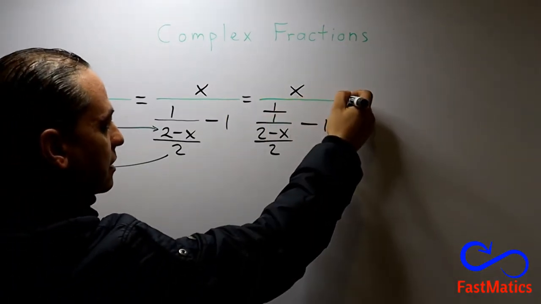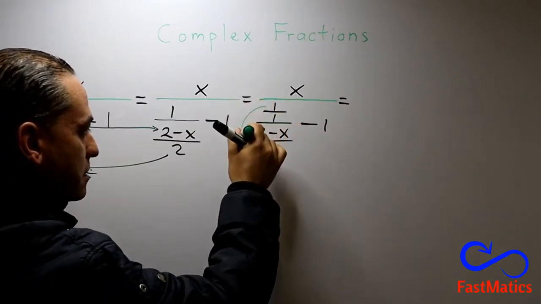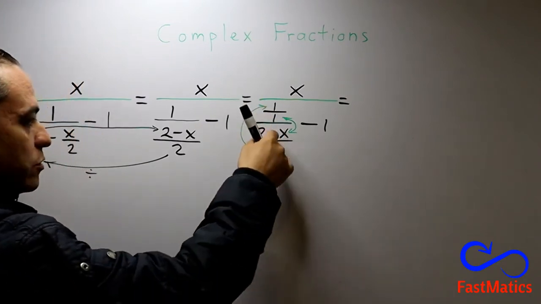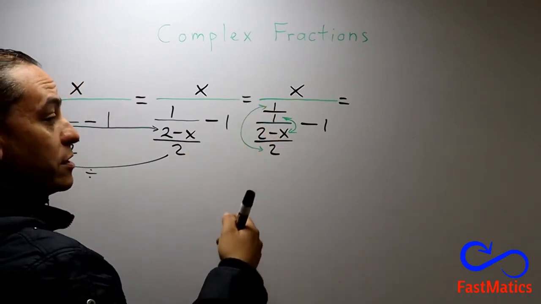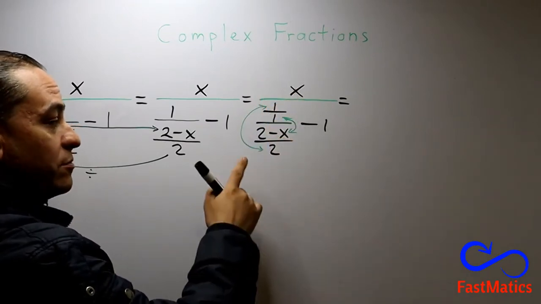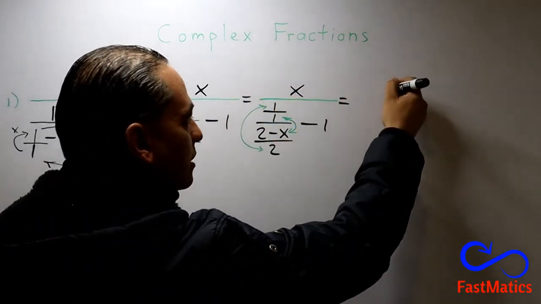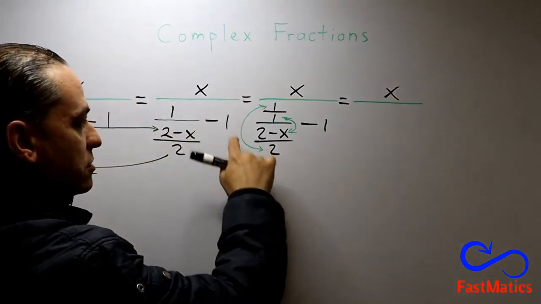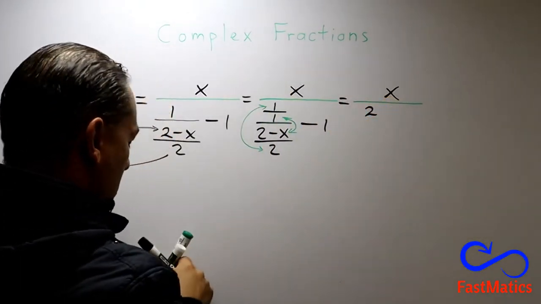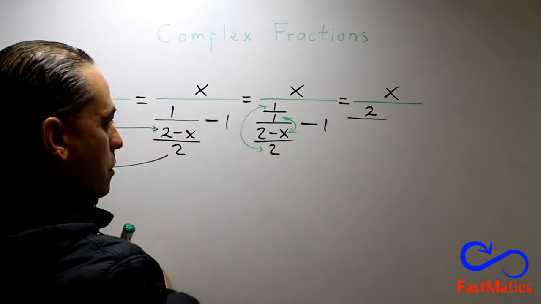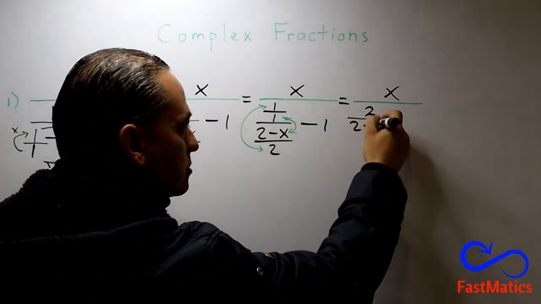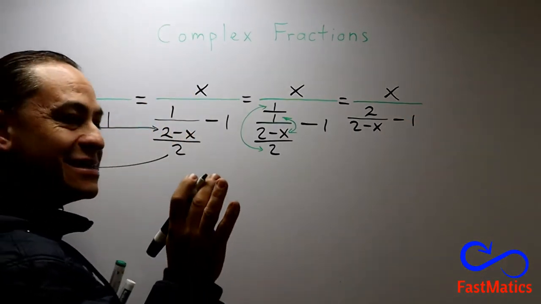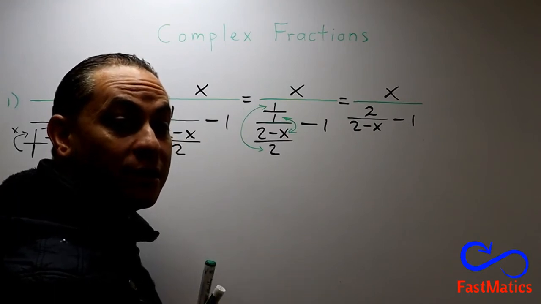Well, after that, we multiply this number by this number and this number by this expression. Because when you have a 4-floor fraction, you make it like that. We copy everything. And 2 times 1, 2. Over 1 times 2 minus x, 2 minus x. And after that, minus 1. You can see that now we have a simpler expression.